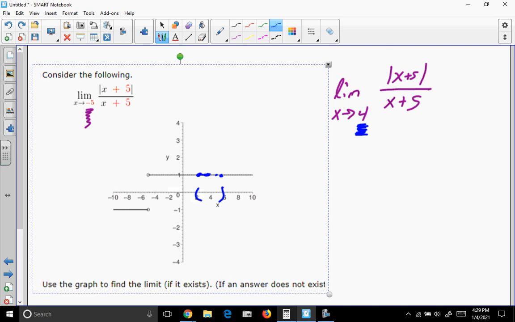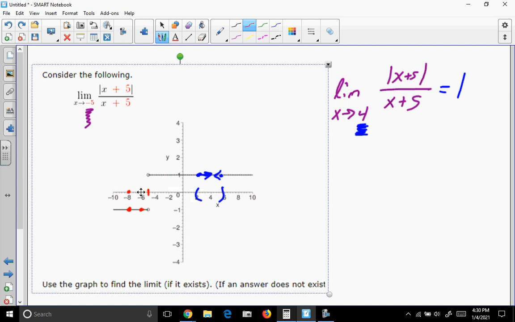So as I'm getting closer and closer to an x value of 4, the y value here is 1. The y value there is 1. And that's true on both sides. Now why did I do that? Because I want to contrast that with what happens when x is -5. If we start to the left of -5, if we put this x value into our function, our y value would be -1. If we put this x value into our function, our y value would be -1.